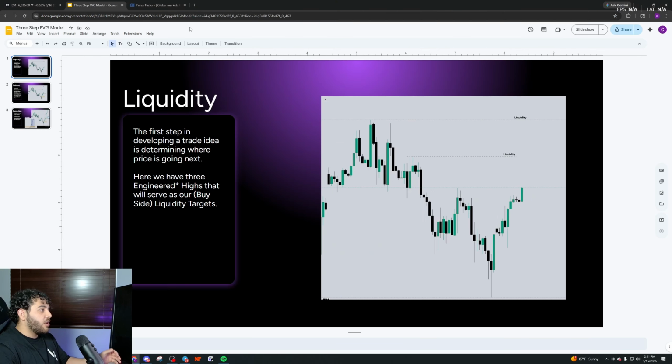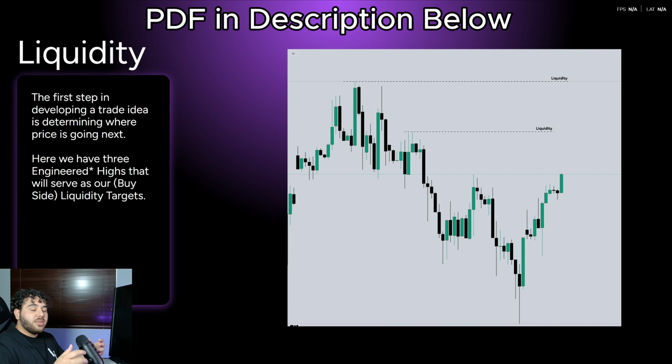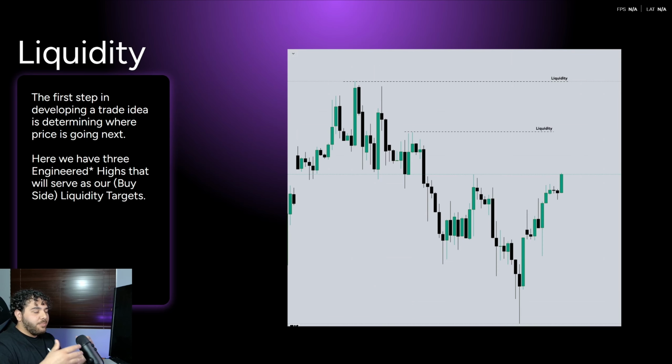The first step in our model is going to be liquidity itself. In order for us to come up with a trade idea, we have to know where price is going to. And liquidity is the best way to be able to figure out our bias, know where price is going to on a day-to-day basis. Price is going to make these engineered highs. They could also be engineered lows, but right now we're going to be focusing on these highs. We have 3 in a row, and we could expect price to trade to those highs. Now, we have to figure out a way to develop a trading idea so that we can take a trade targeting those highs.